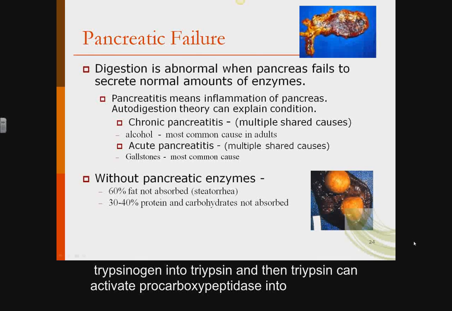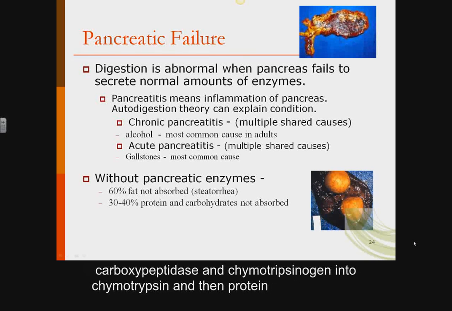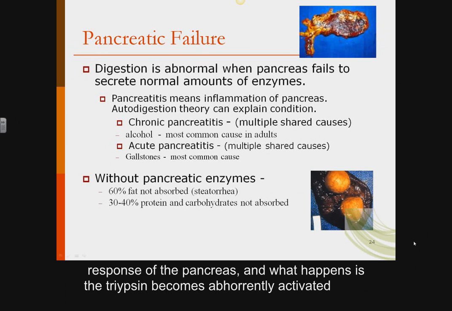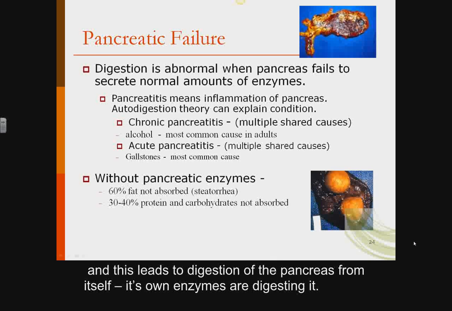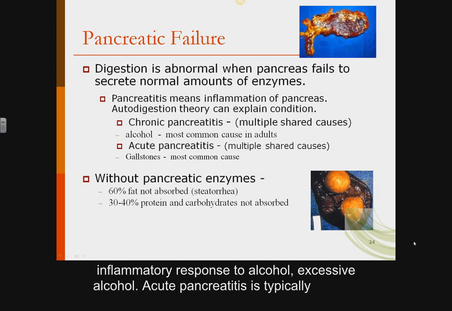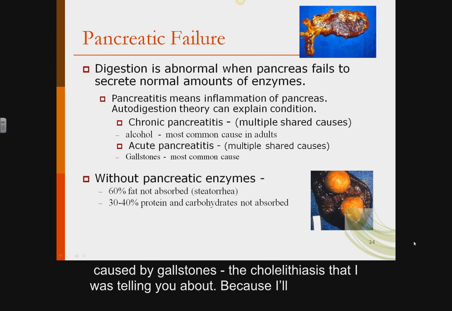And again, enterokinase activates trypsinogen into trypsin, and then trypsin can activate procarboxypeptidase into carboxypeptidase, and chymotrypsinogen into chymotrypsin. And then protein digestion can occur. With chronic pancreatitis, this means a repeated inflammatory response on the pancreas. And what happens is the trypsin becomes aberrantly activated, and this leads to digestion of the pancreas from itself. Its own enzymes are digesting it. It's very, very painful.